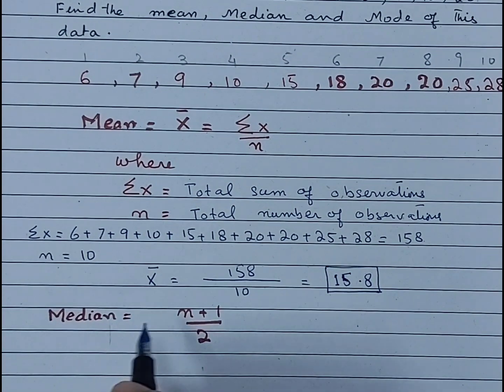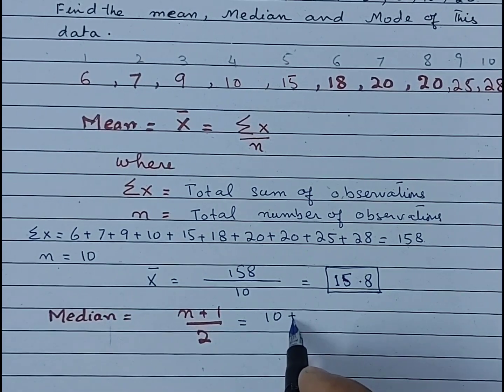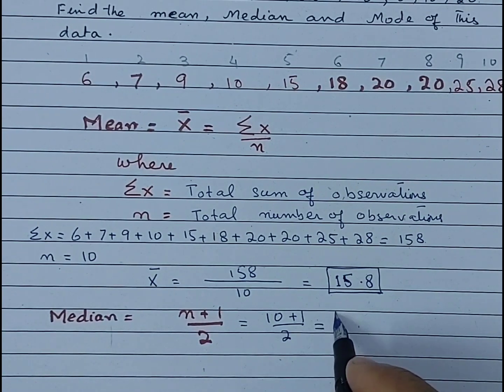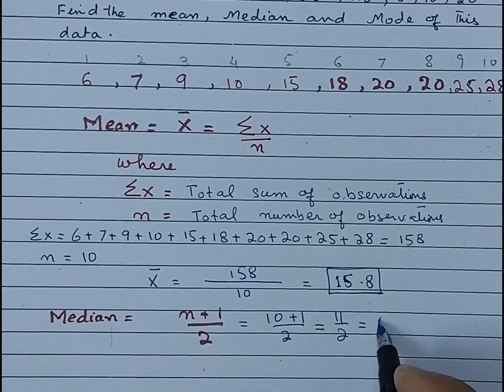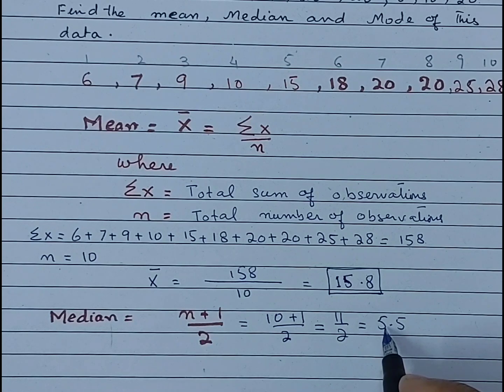To find the median for this data, I have this formula: n plus 1 divided by 2. N is the total number of observations, which is equal to 10, plus 1, and divided by 2. So this becomes 11 upon 2, which is equal to 5.5. What is meant by 5.5 is that the median for this data exists between the fifth and sixth observation.